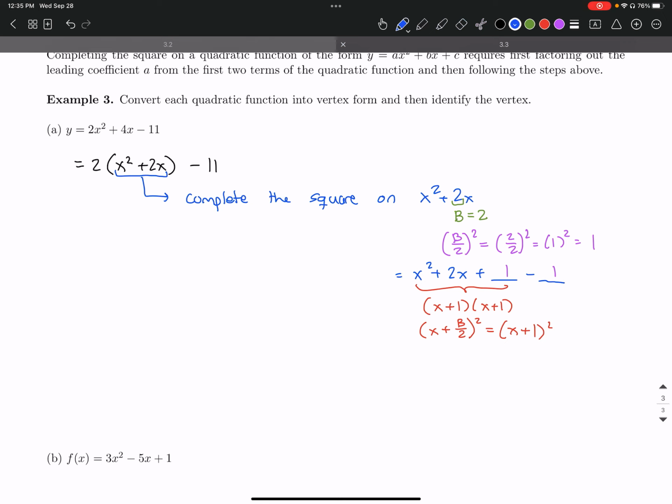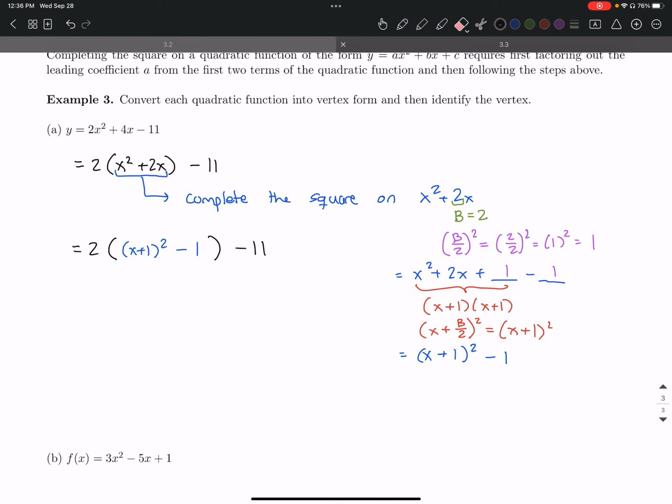Hence, this becomes x plus 1 quantity squared, and that's going to be followed by the minus 1 because we factored this quadratic, that is the first 3 terms, and we still have the minus 1 on the end. What do we do with that? Well, we are going to replace this piece with it. So here, I'm going to have 2 times what we just got, which is x plus 1 squared minus 1. And then I still have the minus 11 on the end.